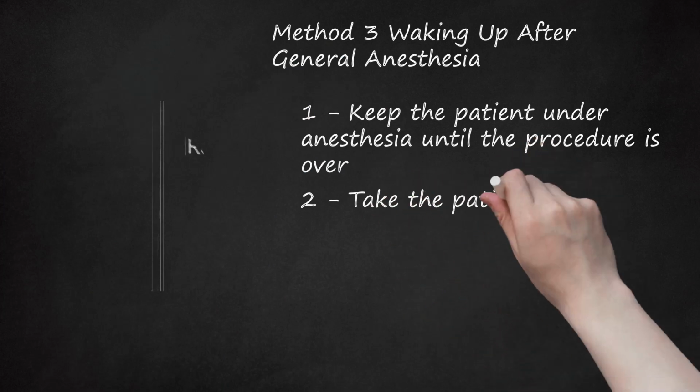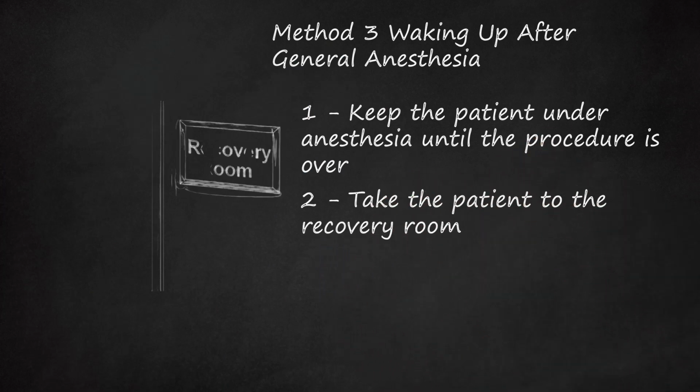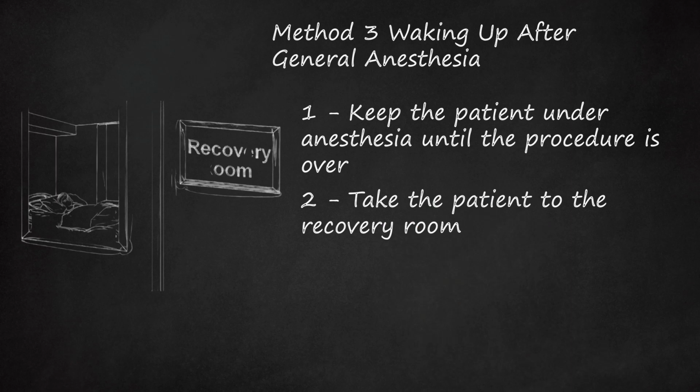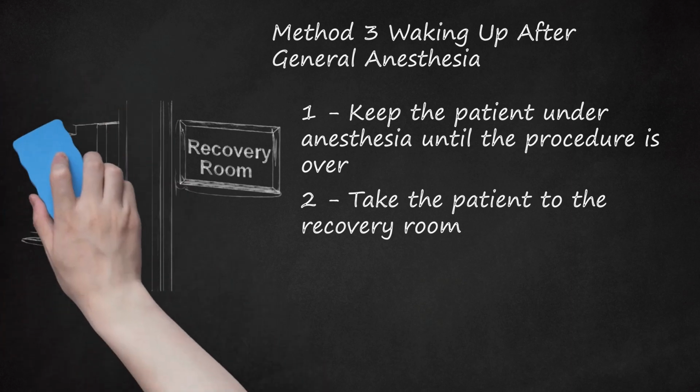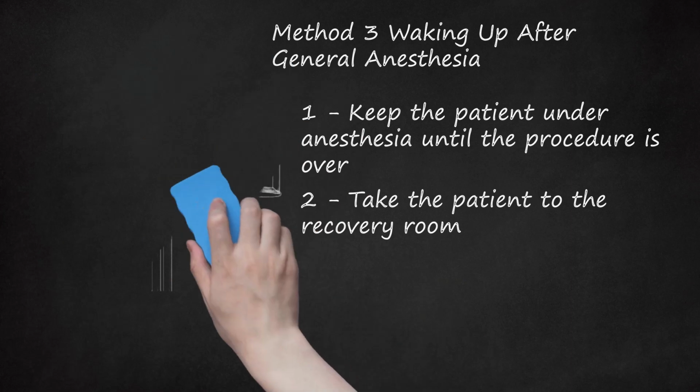2. Take the patient to the recovery room. After the endotracheal tube has been removed and the patient has been weaned off the anesthesia, the patient will be taken to the recovery room. In the recovery room, expert nurses will monitor the patient's vital signs, oxygen saturation, heart rate and rhythm, blood pressure, and temperature, to ensure that everything is normal. The nurse will also monitor for and treat common side effects of anesthesia and surgery, including pain and nausea.